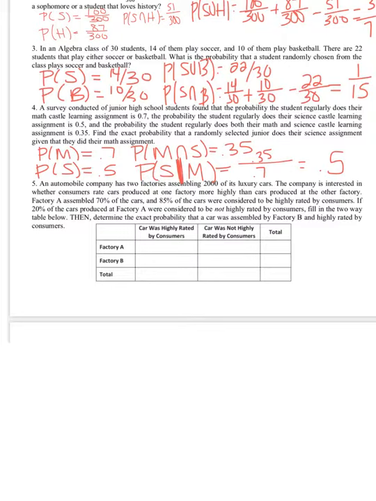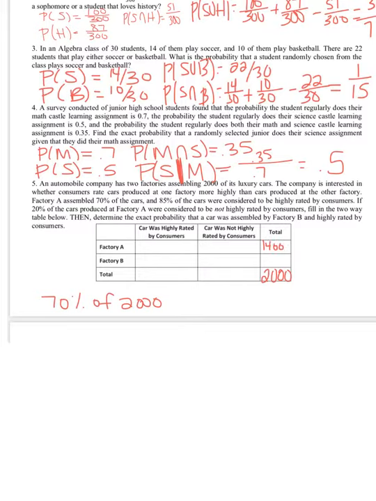Okay? And for number 5, this is one of your charts. This one's actually kind of confusing because this is talking about the percentages of each. So an automobile has 2 factories assembling 2,000 of its luxury cars. So the total number of cars is 2,000. We want to know, factory A assembled 70% of the cars. So factory A did not assemble 70 cars. It assembled 70% of the 2,000. So you need to do 70% of the 2,000. So you would do 0.7 times 2,000, and that gives me 1,400 in here.